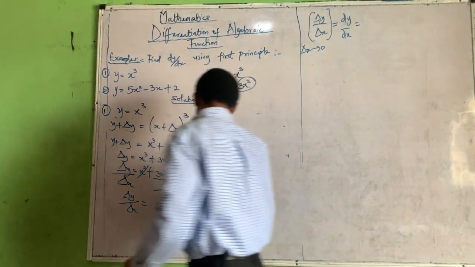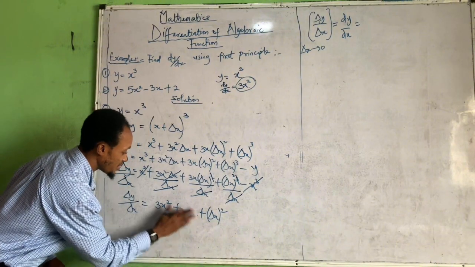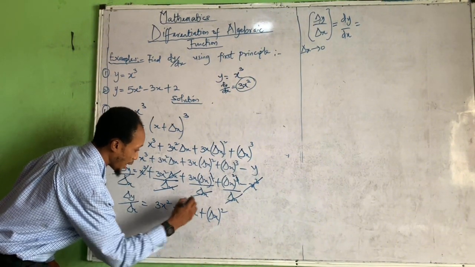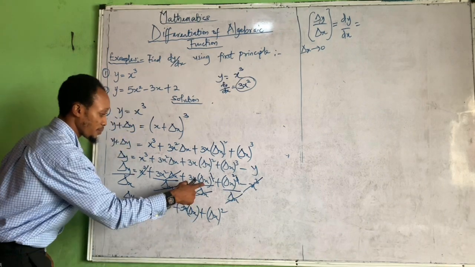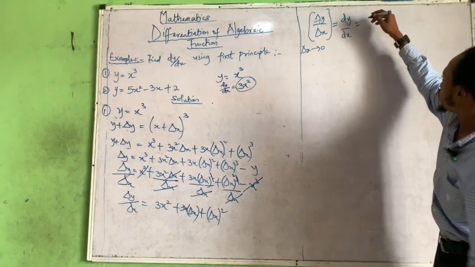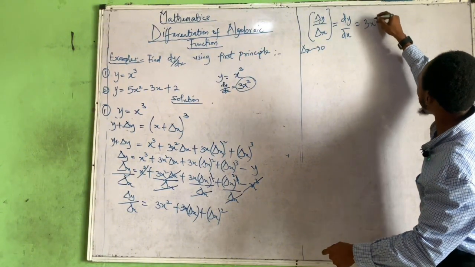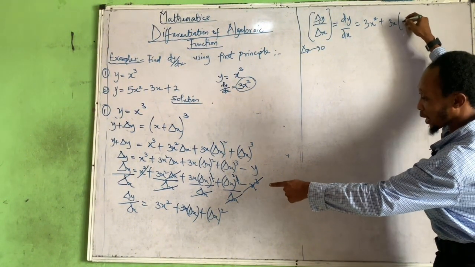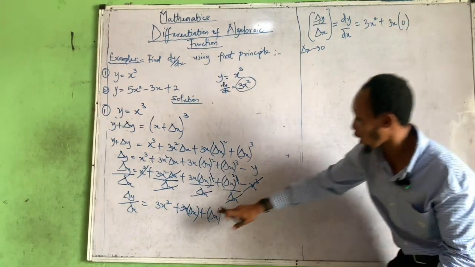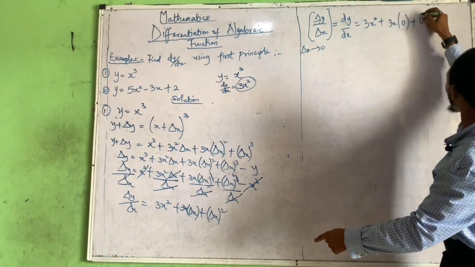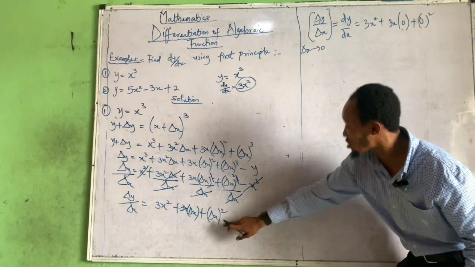Oh, there is delta x here. I thought as much. There is delta x here. So we have 3x delta x. This delta x, this is it here. So anywhere we see delta x, we put 0. So we have 3x squared plus 3x open bracket 0, because we have replaced delta x to be 0, plus 0 squared, which is this.